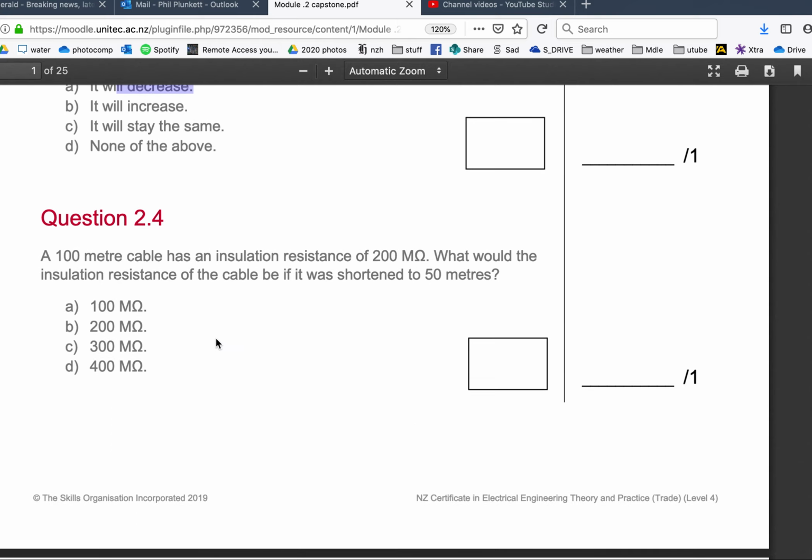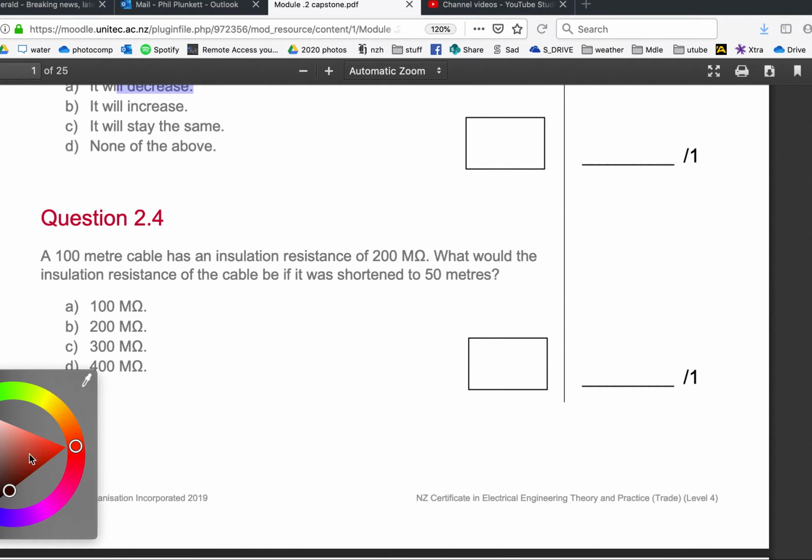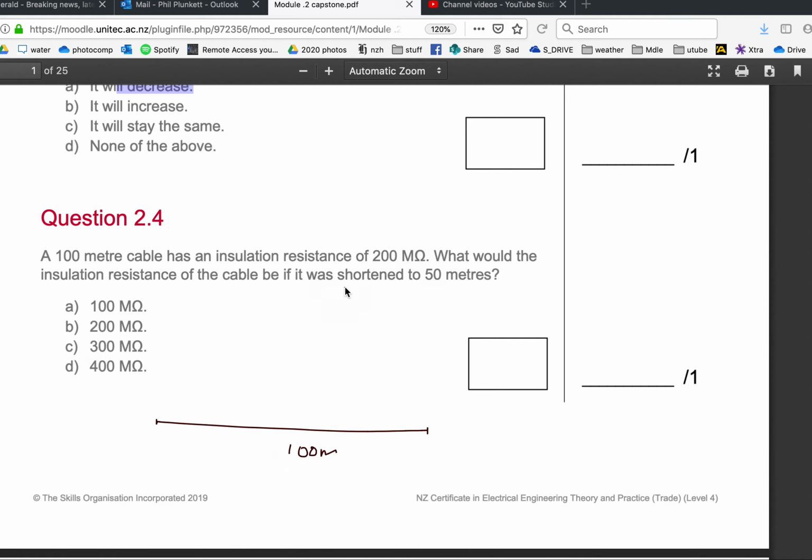100-meter cable. Let's draw this one. I always like to draw things. I can see it then. Here it is here. It's 100 meters long. It's a fairly long cable. And you've done an insulation test and you've got 200 mega ohms. So you've gone from there to maybe ground, and you've measured 200 mega ohms. That's good. It's a pass.